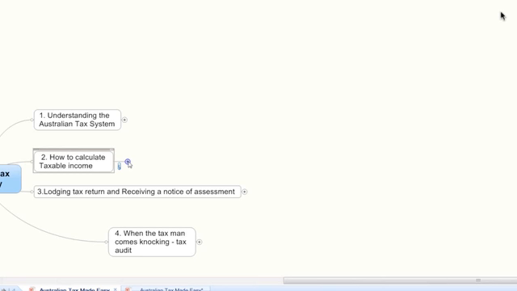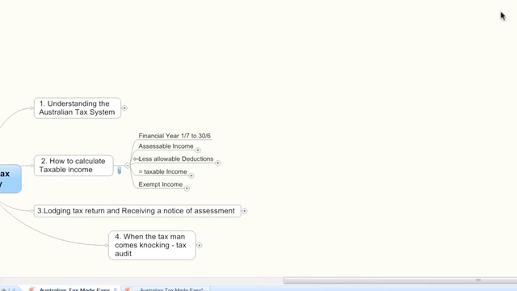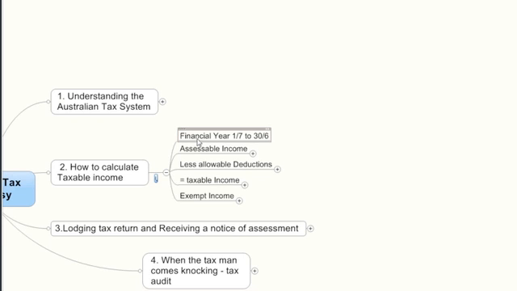Okay. How to calculate taxable income. Now, let me just explain. In Australia, our financial year is very funny. It's from 1st July to 30th of June. So we work out the income that we earn from 1st July to 30th of June. And how we work out our taxable income is we have assessable income, less the allowable deductions, like expenses that you can claim, then it equals your taxable income, then you pay tax on that.